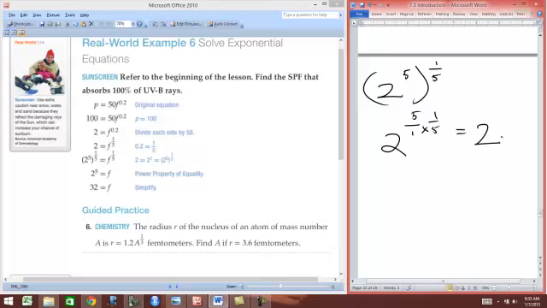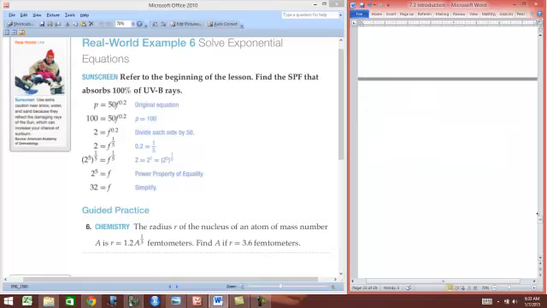Okay, so let's see if we can do the same thing here with our guided practice number 6. Okay, so let's move down to a new page. GP6. Now this looks, the radius r of the nucleus of an atom of mass number A is r equals 1.2 a to the 1/3. Okay, find a if r equals 3.6.